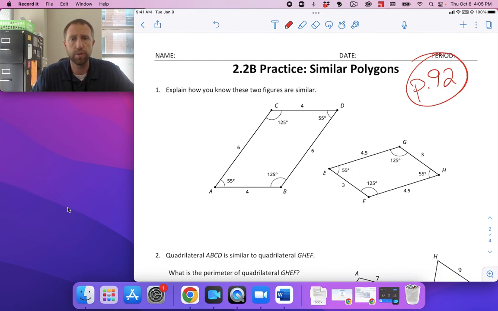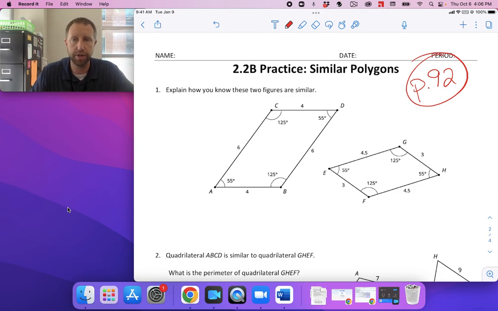I've got the first one that says, explain how you know these two figures are similar. Okay, and this goes back to what we've been trying to get all week, which is a better understanding of what it does mean for two shapes to be similar. We know that congruent means everything's the same, right? But similar, they don't necessarily have to have the same side lengths. We found out that they can have the same side lengths, but they don't have to. If I have a dilation, those shapes are similar. And we can see that's what happened here.